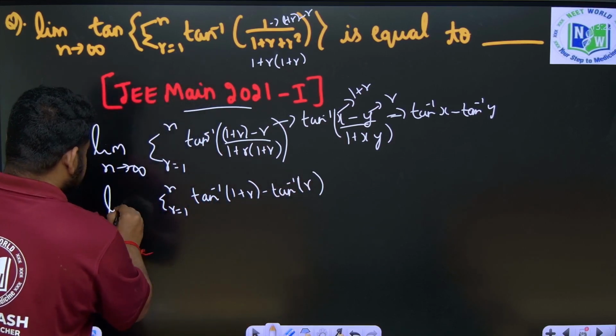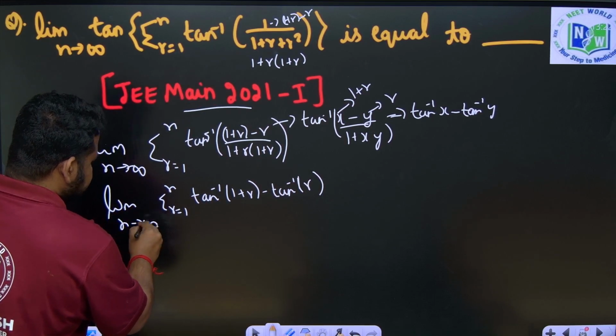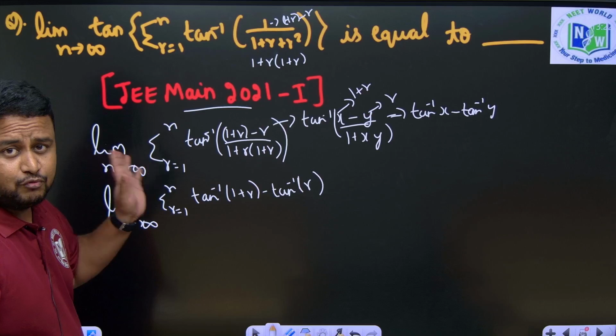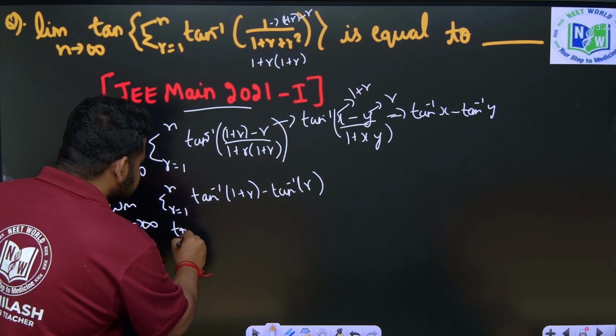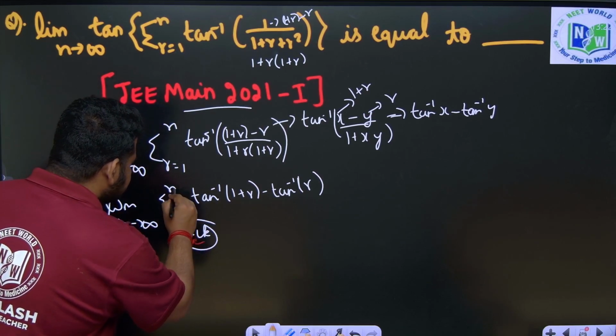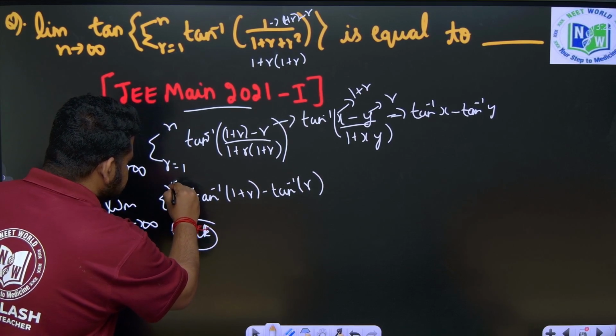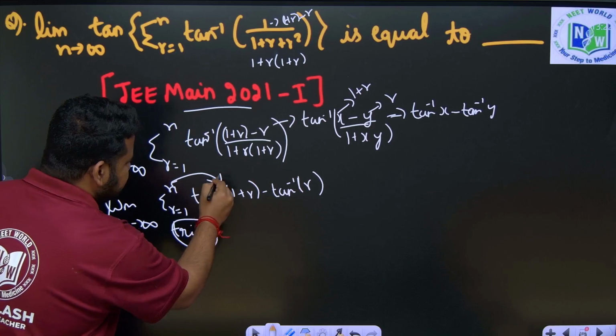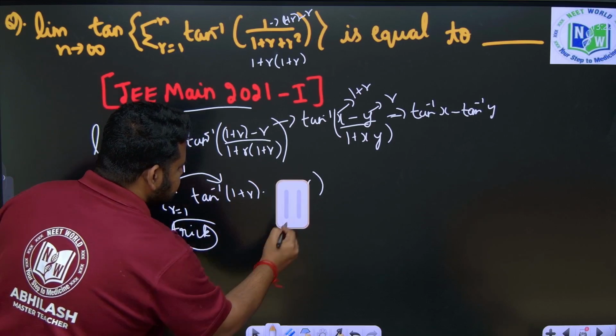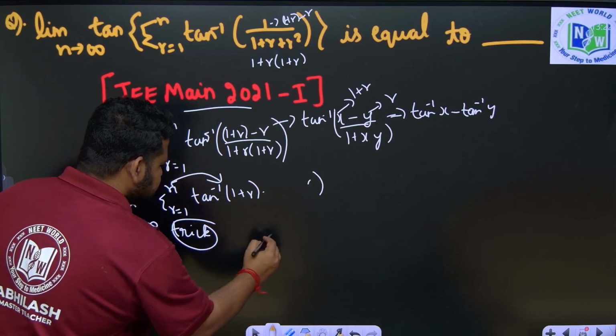Limit as n tends to infinity, correct? Now I will tell you one trick, and it is very important. The larger value, that is the highest value, I will give to the highest value, and the lowest value I will give to the small value. Okay, this is what, friends?